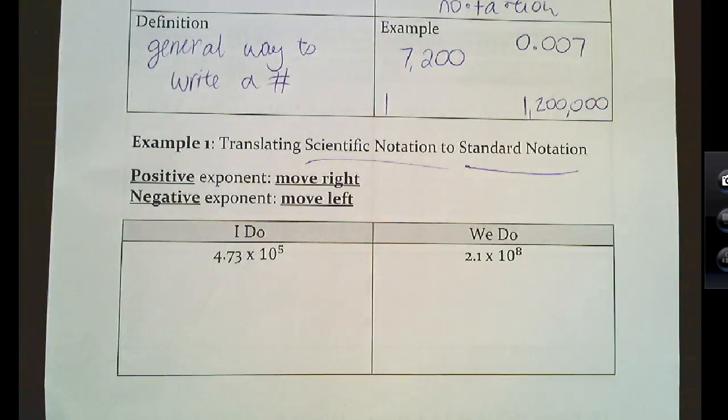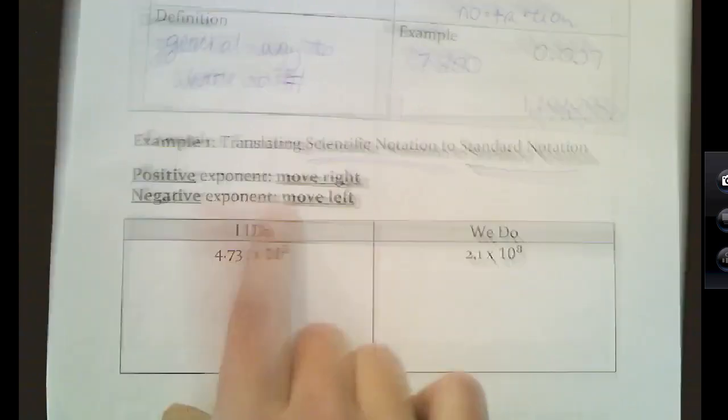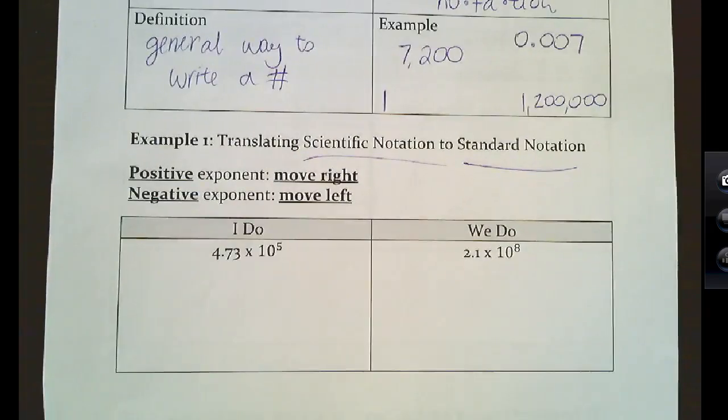Now look to the left. What type of numbers do you have? Negative. So if you have a negative exponent, you're going to move to the left. Just like on a number line, negatives are on the left-hand side.